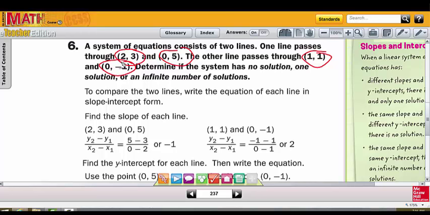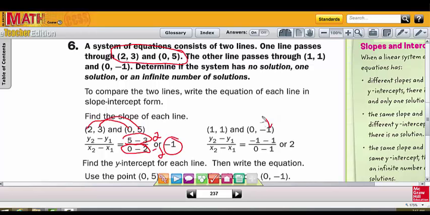So the first thing we can do is write an equation of each of those two lines, and we're going to do that in slope-intercept form. The first thing we want to do is find the slope of each of those two lines. Let's take the first two points and find the slope. We're going to use 5 minus 3 over, that's the change in y, over the change in x, which is 0 minus 2. 5 minus 3 is 2. 0 minus 2 is negative 2, so that would be a slope of negative 1.